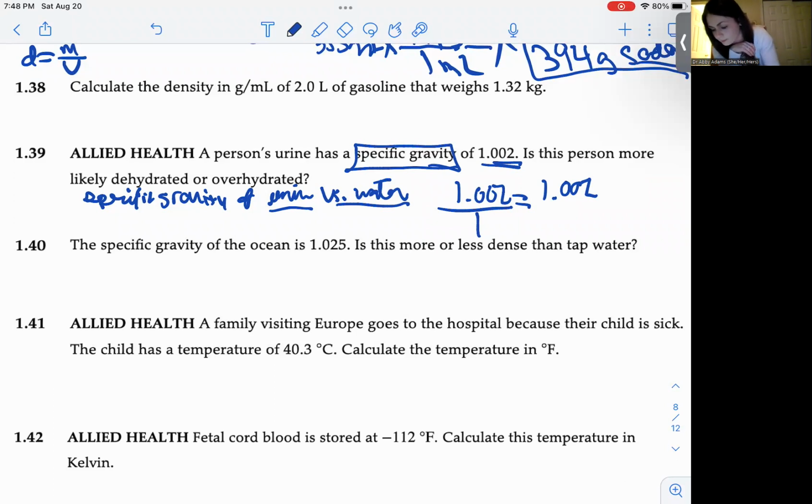However, 1.002 is pretty close to the normal range. This person is likely, though, more overhydrated compared to dehydrated. Okay.